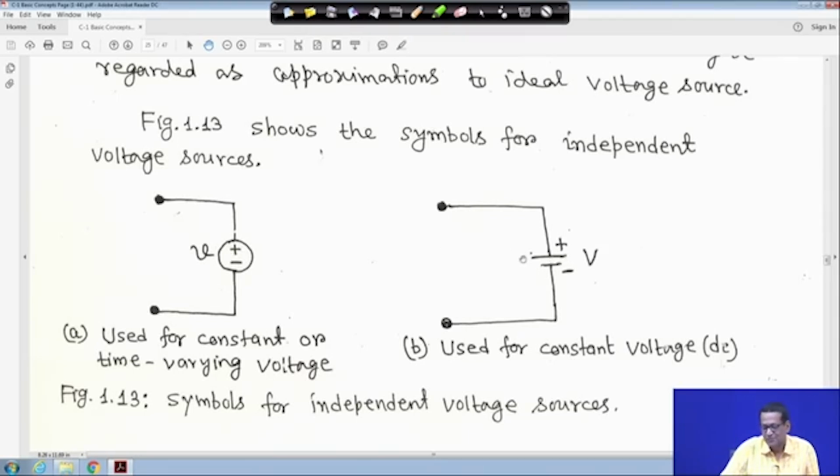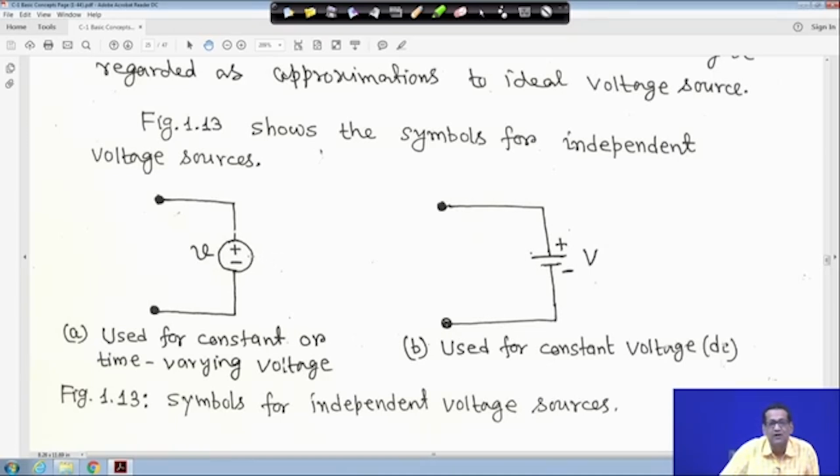And in this other one, with plus and minus, the larger line is plus and the smaller one is minus. This is actually a pure DC source, right, but the circle symbol can be used for constant or time varying voltage. This symbol is meant for both. So, if you use this symbol it is also absolutely correct, and if it is a pure DC, then this one can also be used for pure DC.